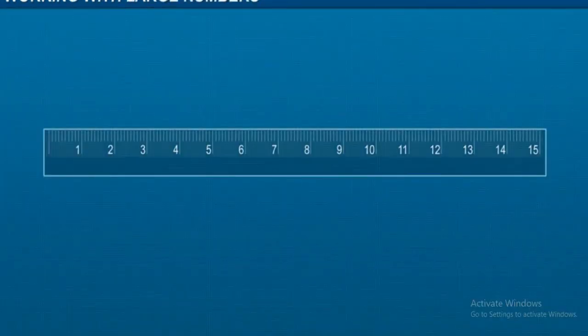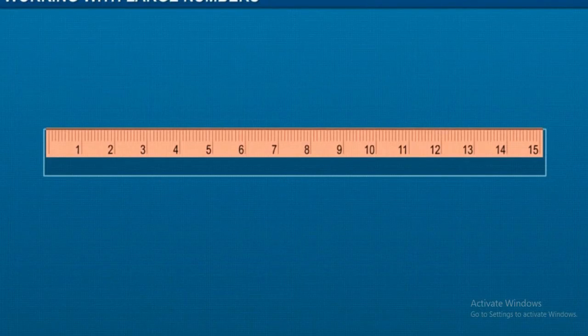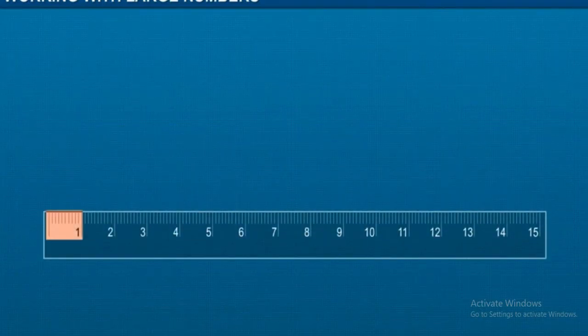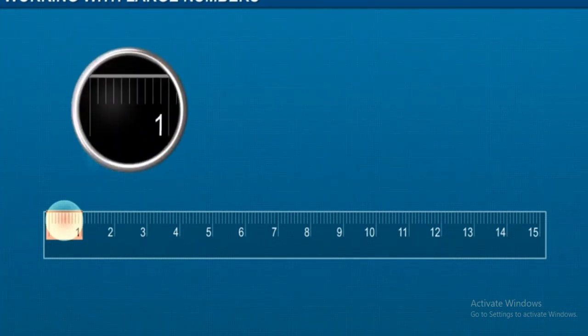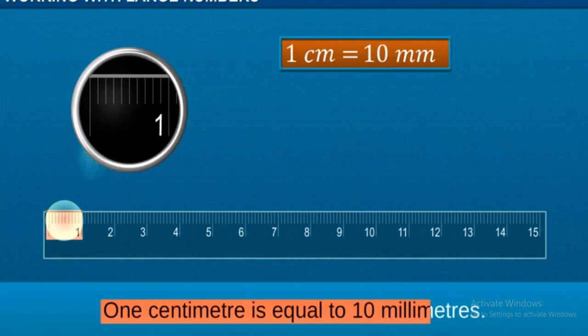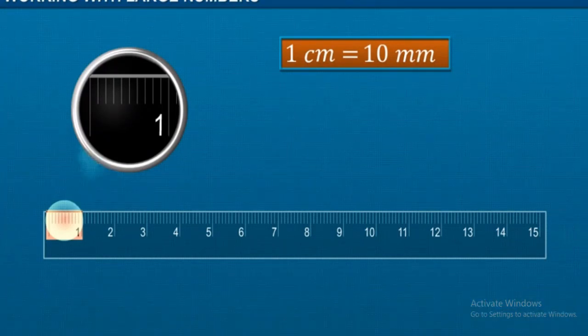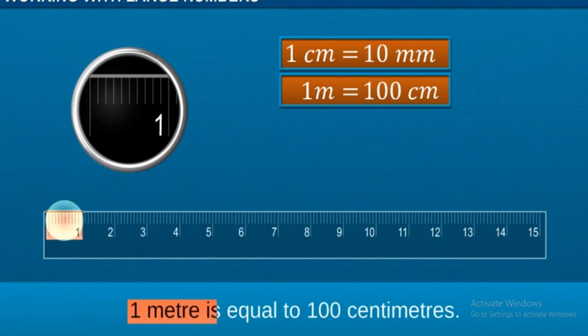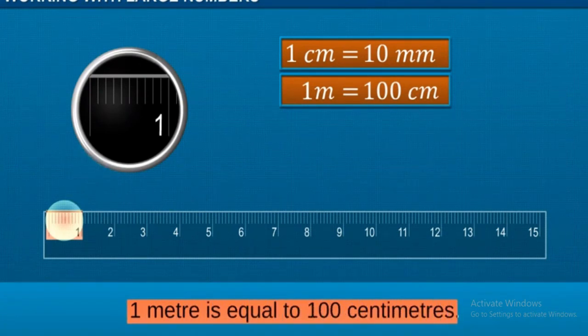The ruler. There are 15 units marked in centimeters. Also notice that each centimeter is divided into 10 equal parts, known as millimeters. Thus, 1 centimeter is equal to 10 millimeters. Centimeters and millimeters are used as units of measurement for small measurements. To measure bigger measurements, a higher unit of measure, like meter, is used. 1 meter is equal to 100 centimeters.